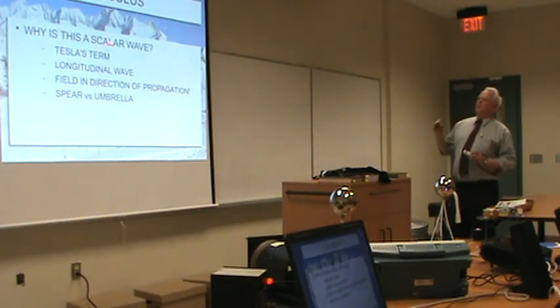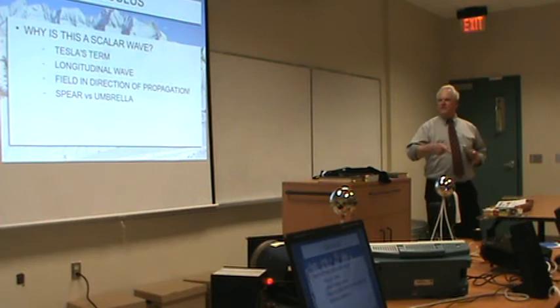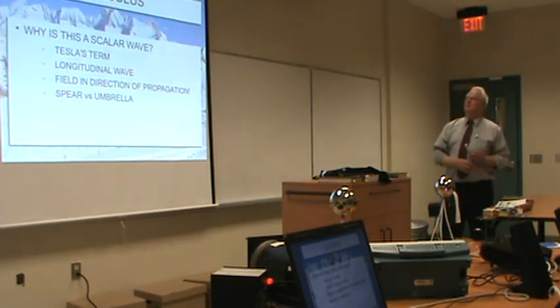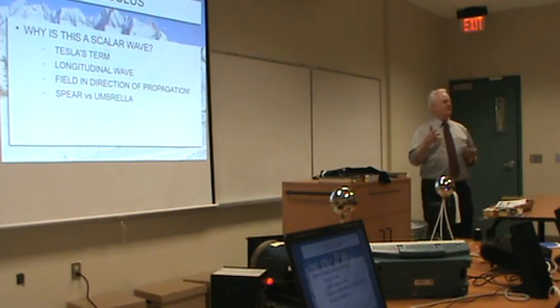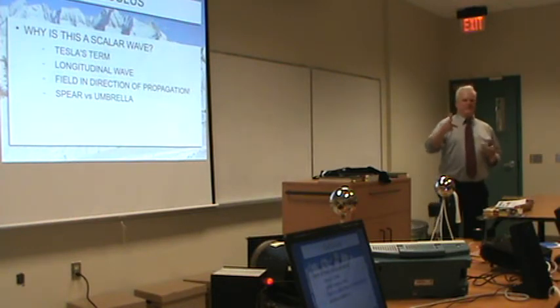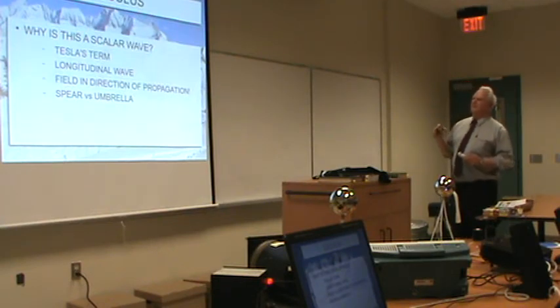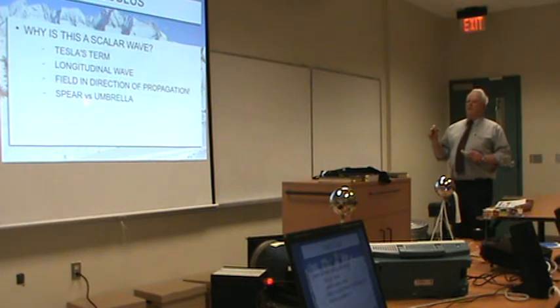So what is a scalar wave? Tesla called it that. It's a longitudinal wave in which one of the fields has a projection in the direction of travel. That makes the velocity difficult because it isn't going uniformly at some velocity. It's doing that. And it is a sphere as compared to an umbrella. So that's why there's no loss in this connection.